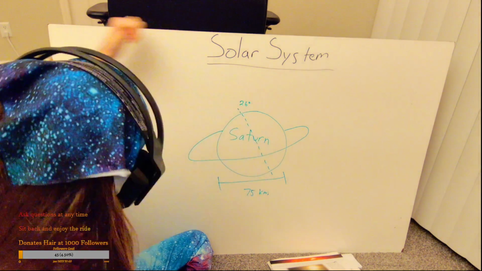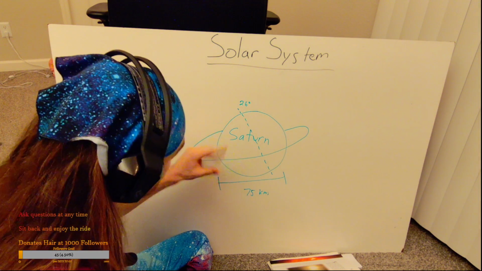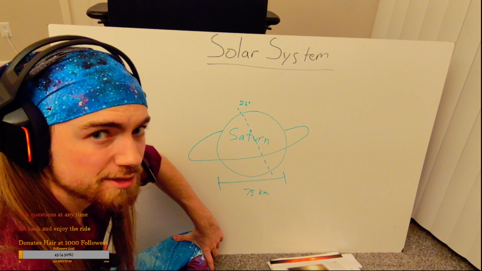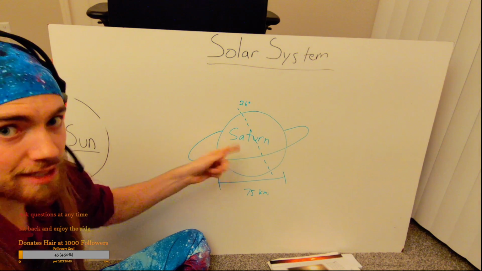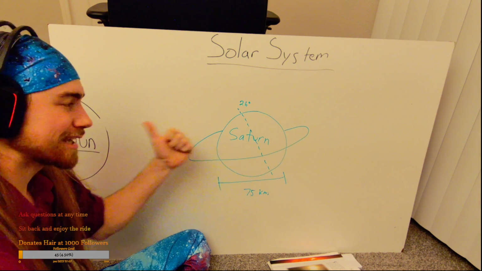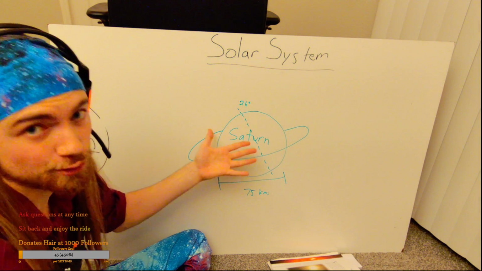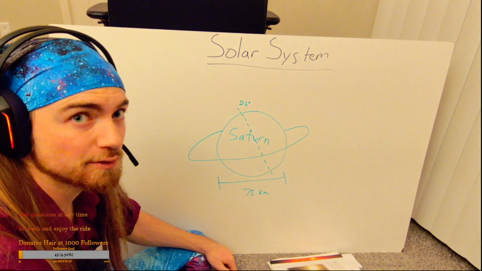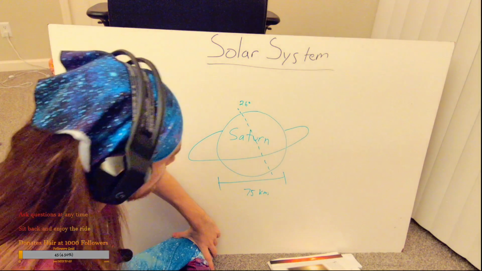So for Saturn to go around the sun, it's going to take about 10,000 Earth days, which, to put it in an easier way, is 30 Earth years. So the Earth will go around the sun 30 times before Saturn does it once. But just like with Jupiter, it has a juxtaposed short day, in which it takes only about 10.5 hours to do a full day. So it's still spinning around like a crazy man.